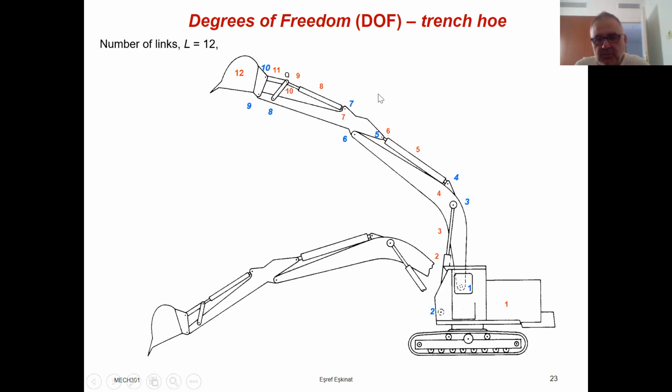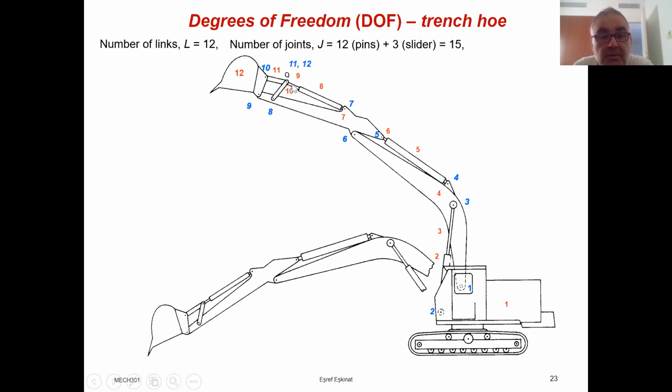How about the joints? Let's look at the joints here. One is a revolute joint, two is a revolute joint. Okay. Three, four, five. These are all revolute joints. Seven, eight, nine, 10. 10 revolute joints. 11, 12 is what? Okay. Let me see. One, two, three, four, five, six, seven, eight, nine, 10, 11. Where is the 12th one? I don't see it actually.